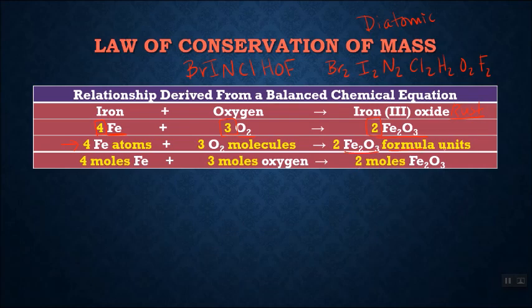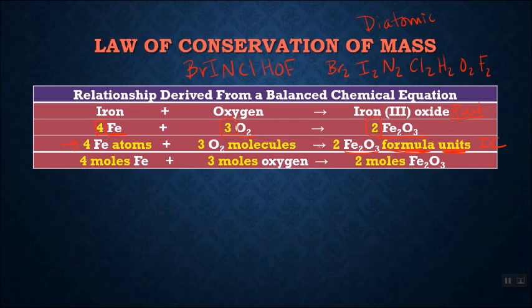Now remember, formula unit is the word we use for ionic compounds. Ionic compounds are always metals plus nonmetals, or they might be polyatomic ions in there, but we always use this designation formula unit to represent ionic compounds.